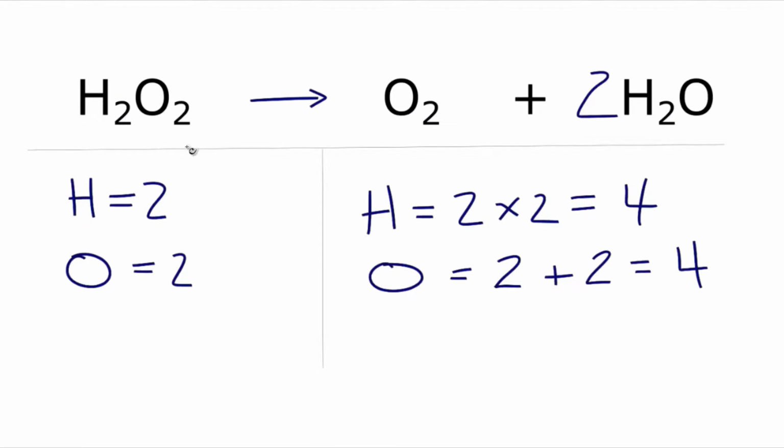Let's go back to the reactant side. We have 2 hydrogens and 2 oxygens, and we want both of those to be 4. If we put a 2 in front of the H2O2, we'll have 2 times the 2 here. That equals 4, so the hydrogens are balanced. And then 2 times the 2 oxygens, that also equals 4.